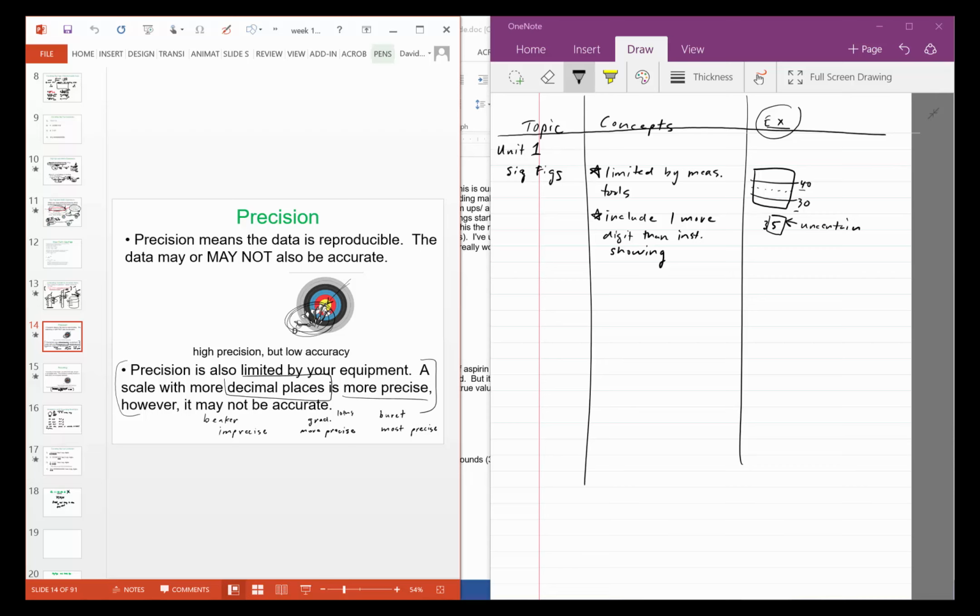So our next thing here for Unit 1 is precision and accuracy, our next little subtopic. So precision and accuracy. Okay, and you want to define each one. So precision, and as you see, I'm abbreviating here. So precision is how many decimals the instrument goes to.